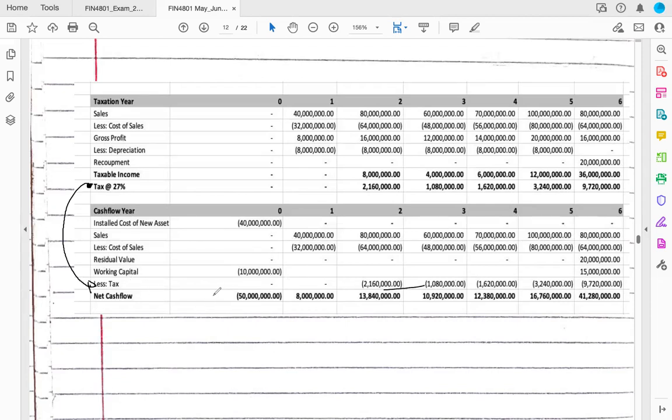And then that will give us our net cash flow. So that will be installed cost, less work here, and our working capital. Our net cash flow times 0 is 50 million, 40 minus 32, 8. 80 minus 64 minus 2.160, we get this amount, that amount, that amount, and so forth. So this is the basic idea behind calculating these cash flows.